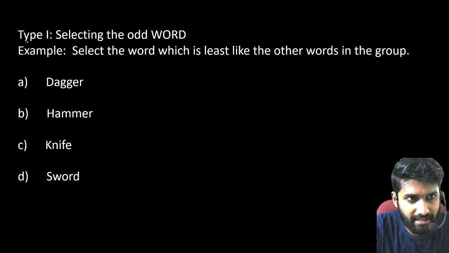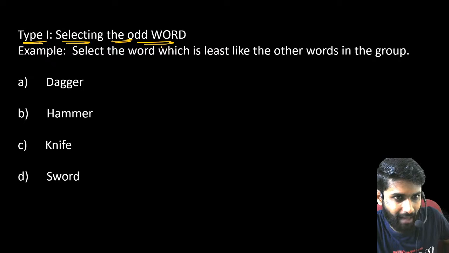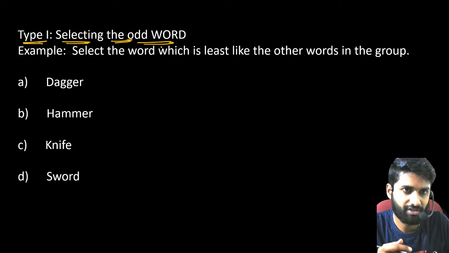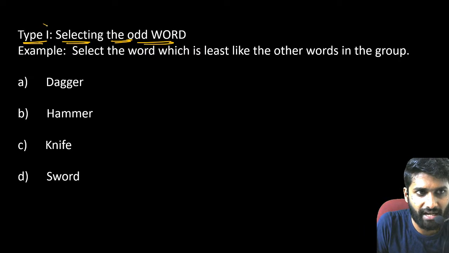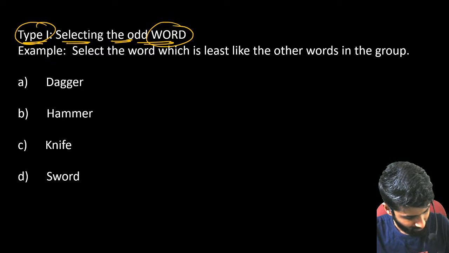So first model, type 1 question, is related to selecting the odd word. Four words are given: dagger, hammer, knife, and sword. If you observe all four, which one is completely different from the others? So this is the first type. Questions are based on words. What is your answer?